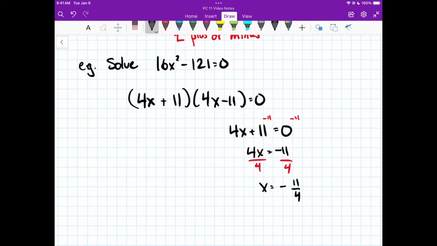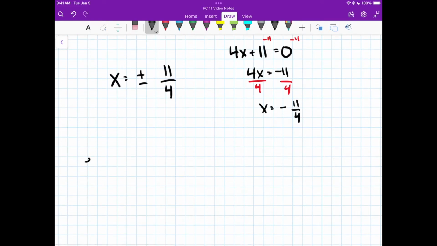And so I could go through and do that all over again with the other factor, but I know it's going to get me the same thing because I'm still just going to be moving an 11 and dividing by 4. So my solutions are just x equals plus or minus 11 over 4. Great.